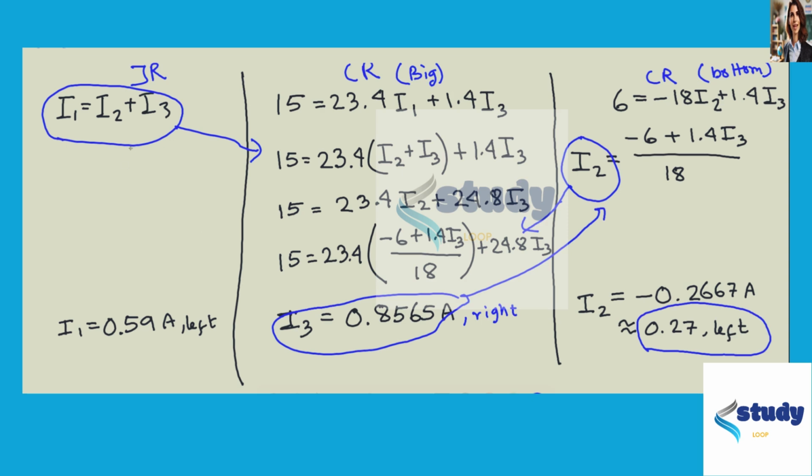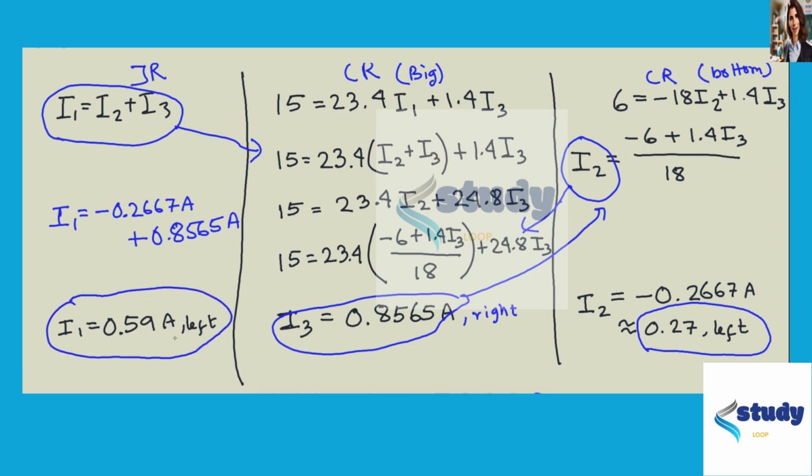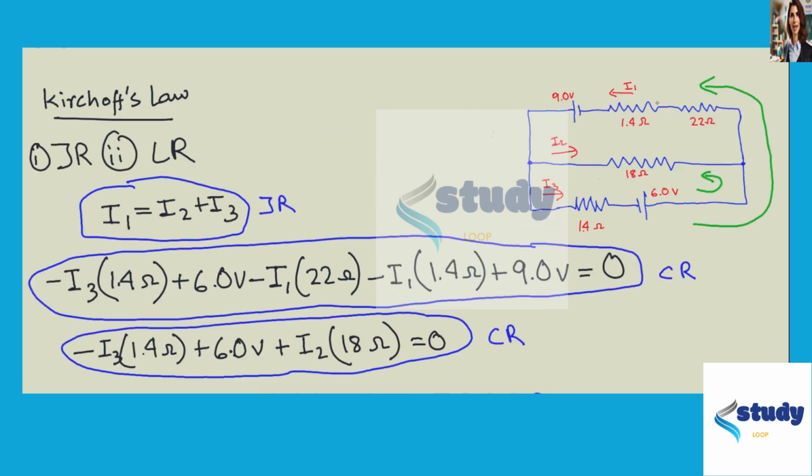Now, to figure out I1, we need to use the sign. So what we did here is I1 is equal to, we're writing I2 first, so we need to consider the sign here. It's going to be 0.2667 ampere. Then we have to add I3 to that, which is 0.8565 amps, and that should give us a current of 0.59 amps, and the direction will be on the left.